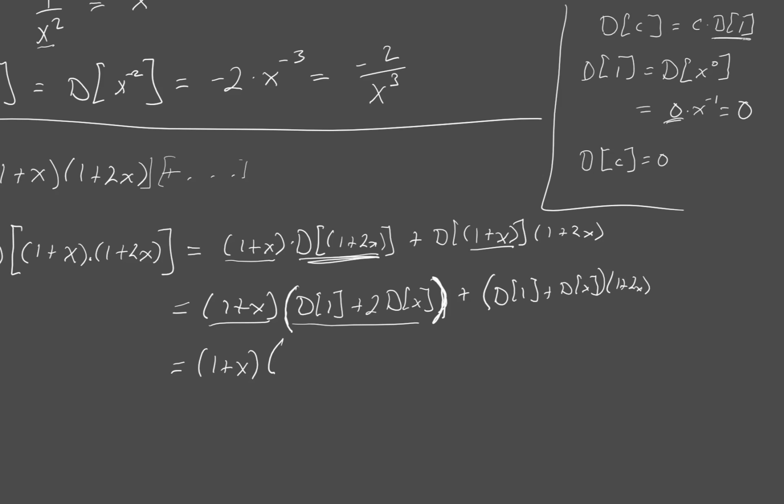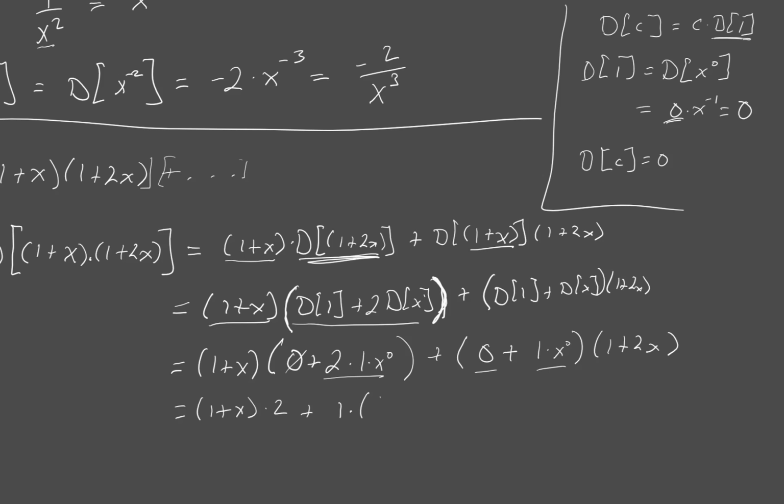Okay, so this is going to be 0 plus 2 times the derivative of x. X has an implicit exponent of 1 there, so I bring down that exponent, and then I write down 1 less as the exponent, so I get 2 times 1 times x to the 0, which is just 2. We'll simplify that in a second. Plus the derivative of 1, we said was 0, plus the derivative of x, which is going to be 1 times x to the 0, and then I've got 1 plus 2x here. Okay, so I've got 1 plus x times 0 plus 2 times 2, plus 0 plus 1 times 1 plus 2x. I can expand and simplify this as 2 plus 2x plus 1 plus 2x is 3 plus 4x.